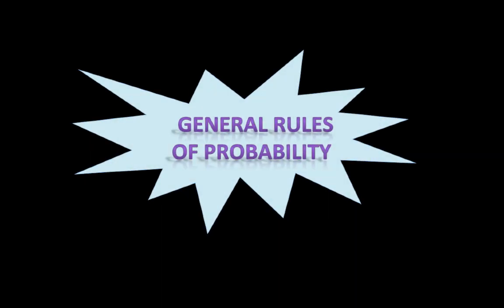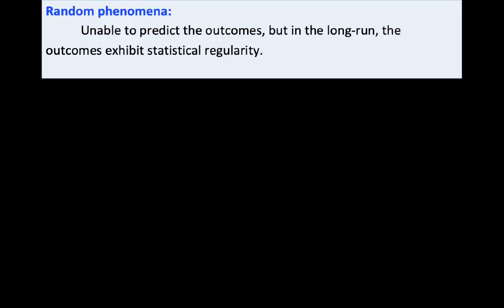Hello everyone. General rules of probability. This is chapter 13 of our textbook. Random phenomena: unable to predict the outcomes, but in the long run, the outcomes exhibit statistical regularity.